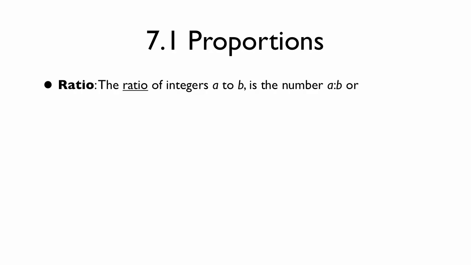What is a proportion? In order to understand proportions, we need to understand ratios. A ratio of integers is the number a to b, or the fraction a divided by b. In other words, it's a way of comparing two values.